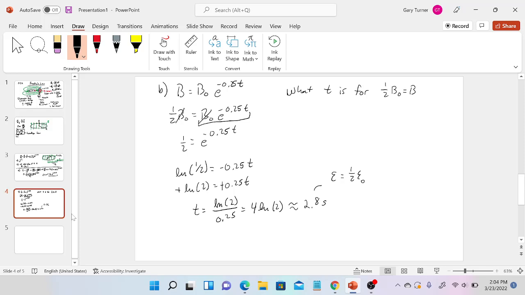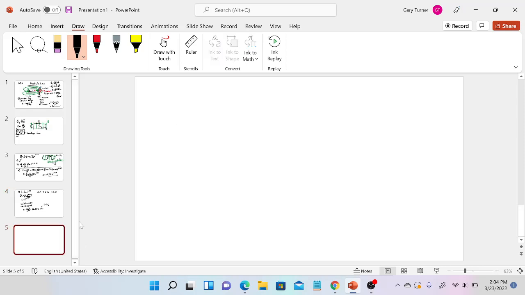Okay. Now, back to this negative sign. What does this negative sign mean? So, this is Lenz's law, and Lenz's law is summed up by the phrase nature hates change.